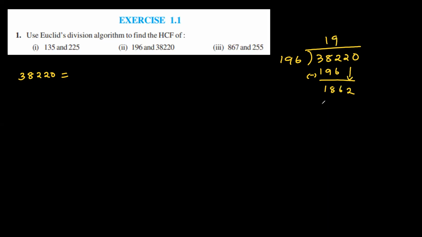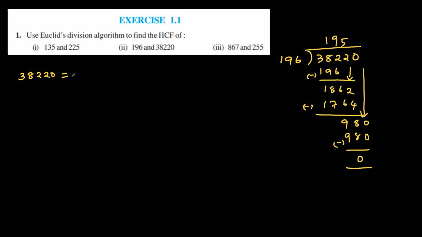1862, 9 times is 1764. When we subtract, it will be 98, and 0, 980. 5 times is 980. Remainder will be 0. In this subdivision, we are getting the answer in the first step. Quotient is 195, divisor is 196, remainder is 0.